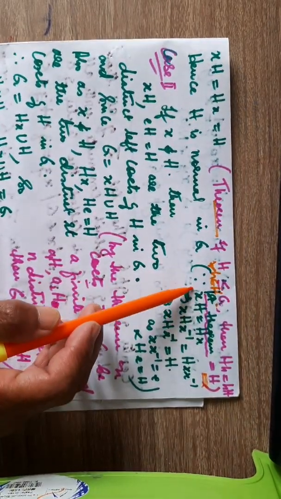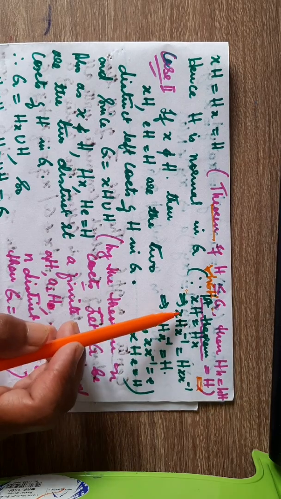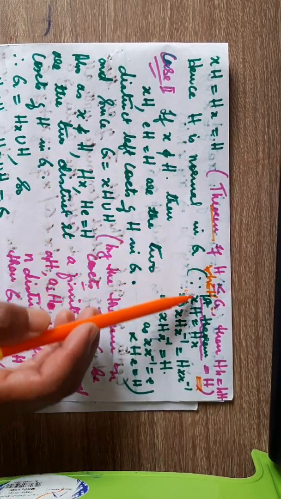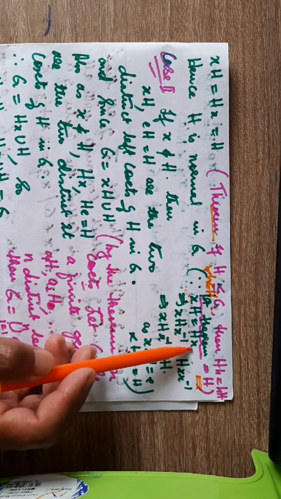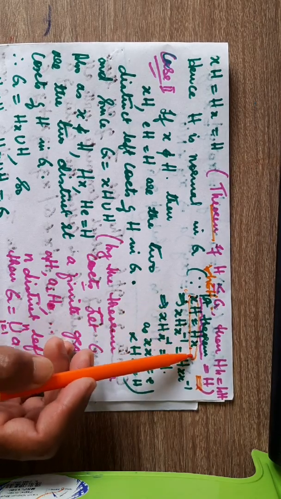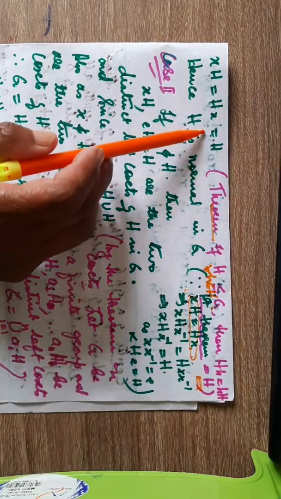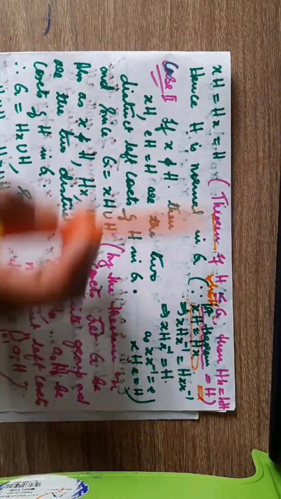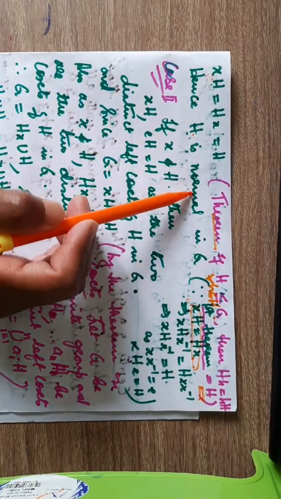And this, by the first theorem on normal subgroups, we can conclude that H is normal in G, because H is a normal subgroup if and only if xH is equal to Hx. That is the first theorem that I have already proved regarding normal subgroups. So by applying that first theorem, we can conclude that H is normal in G.